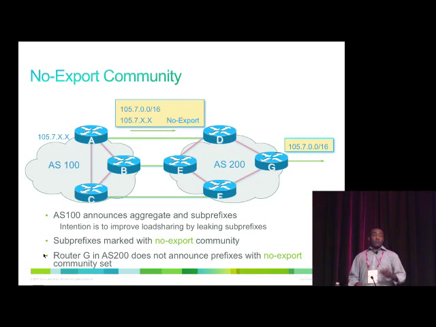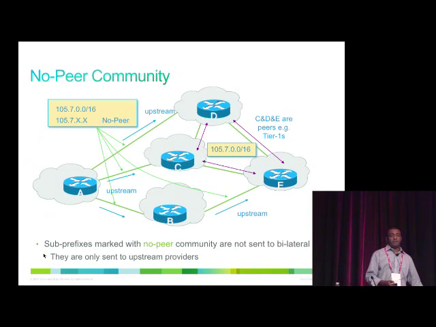In the case of no export, if the route has a no export community associated with it, then it will not be sent from AS100 to AS200, or from any AS to any AS, because it has the no export. If it is no peer, you will not advertise to any peer at all.